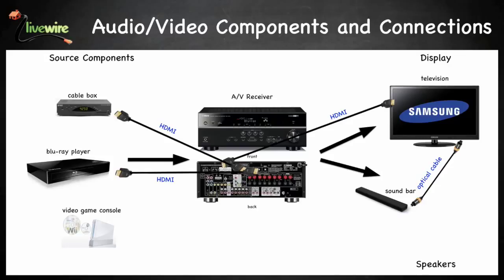The Nintendo Wii only has a composite video output, so we will have to use that type of cable. We will run a composite video cable from the output on the Nintendo Wii to a composite video input on the receiver.